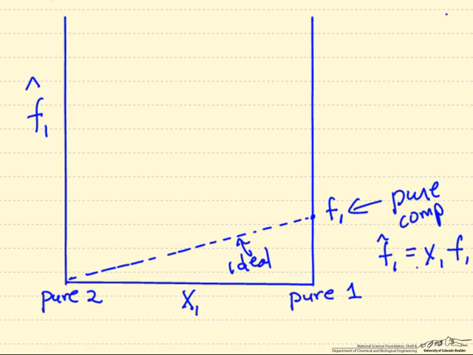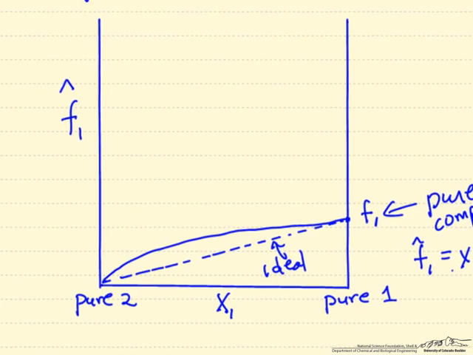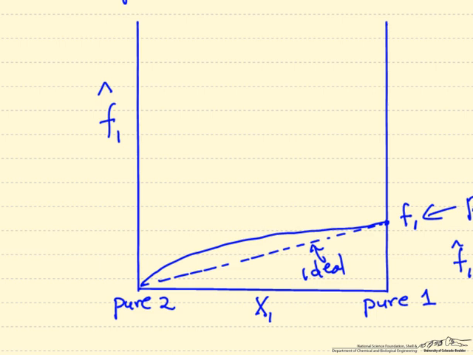Now let's look at the case of a real solution, and let's look at a real solution with a positive deviation from Raoult's law, which means its fugacity is above this ideal value. So I've indicated an example of a real solution showing positive deviation. For Henry's law, we're only interested in the low concentration regime. So low concentration of component 1, mostly component 2. And for Henry's law, what we're going to say is the fugacity at this low concentration is going to be x1 times some constant that we'll call Henry's constant.